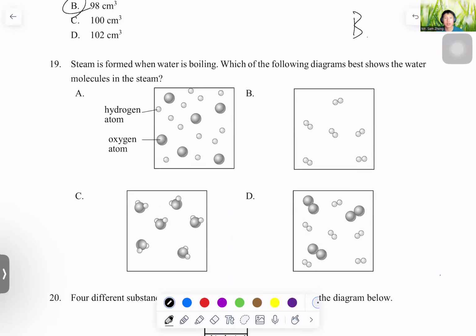Steam is formed when water is boiling, okay? So water, the chemical formula is H2O. So therefore, it is made up of 2 hydrogen atoms and 1 oxygen atom. They stick together. Even when they are changing state, the chemical structure does not change, or change into another substance. So it will still remain in this structure, a Mickey Mouse structure. So in this case, the answer would be C.